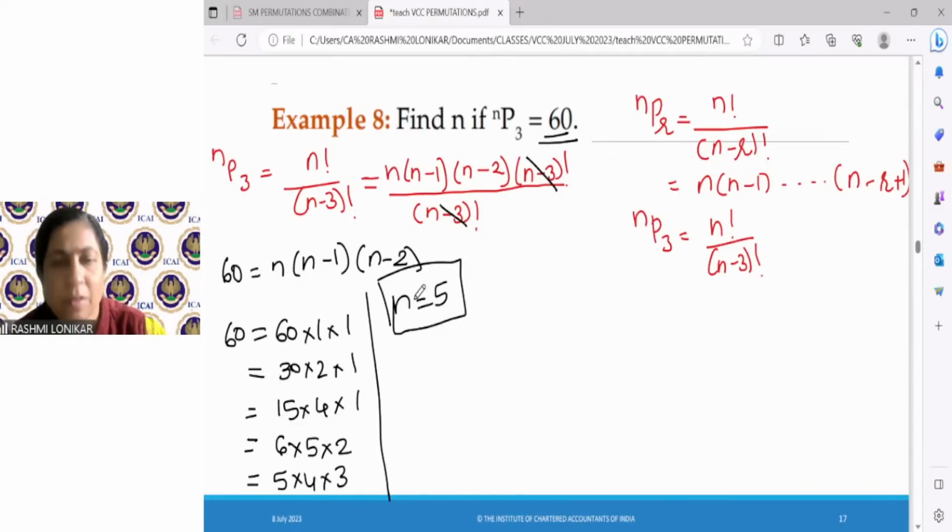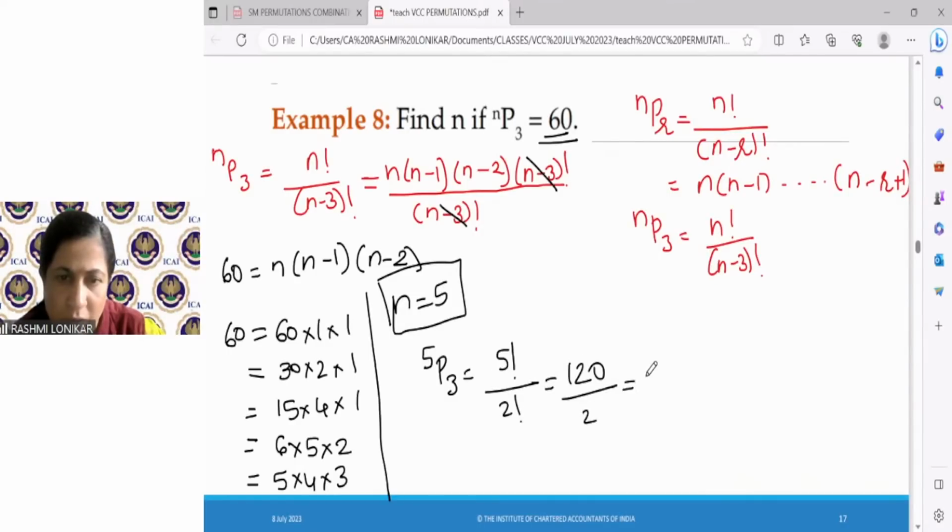Can I cross check now? Let us cross check. How much is 5P3? 5 factorial upon 5 minus 3, which is 2 factorial. How much is 5 factorial? 120. How much is 2 factorial? 2. 120 divided by 2 is equal to 60. So this is the way I could do that.